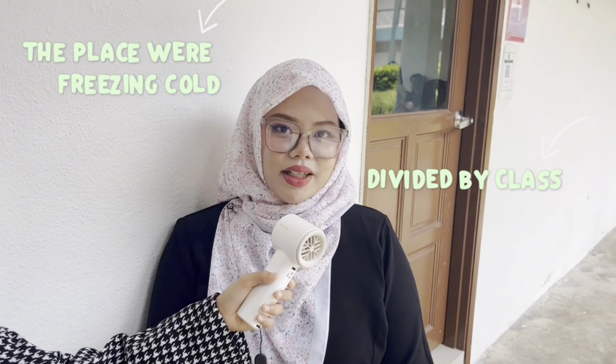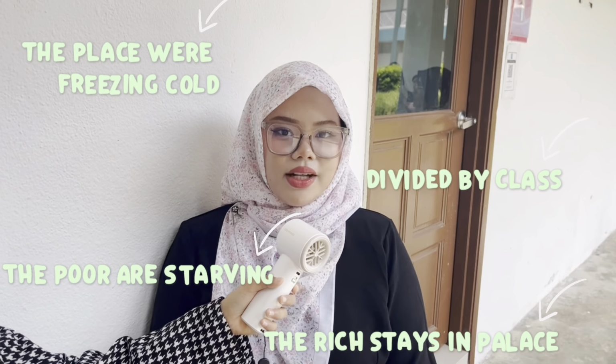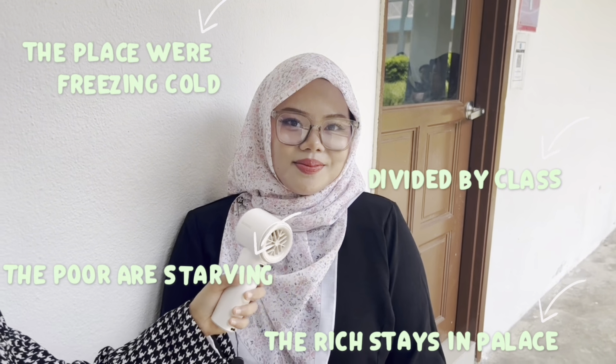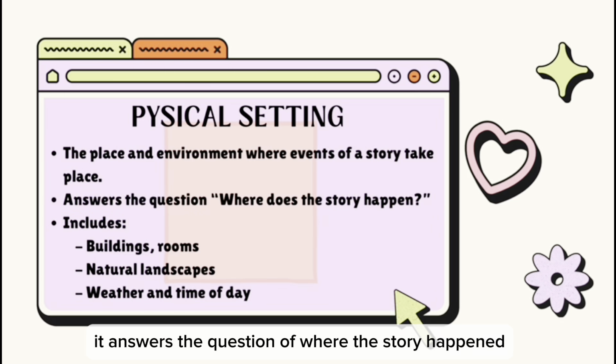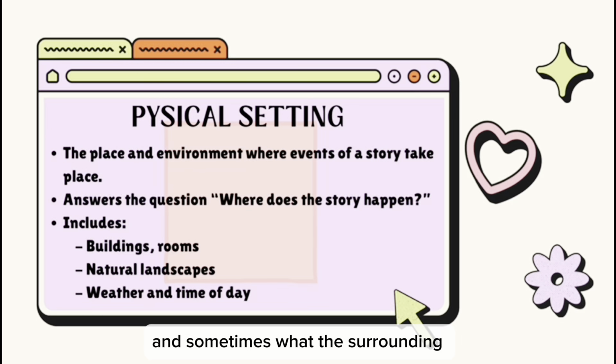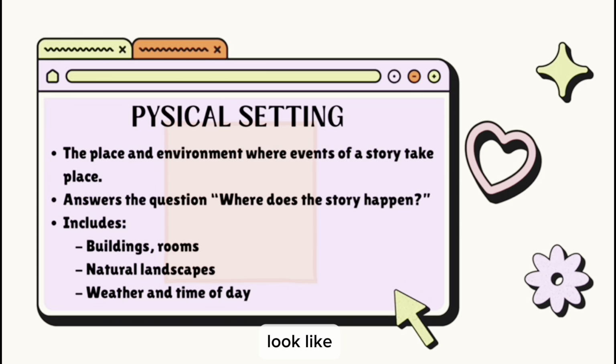Yes, the place was freezing cold. They were divided by class. The poor are starving, while the rich stay in the palace. So, the physical setting is basically the place and environment where the events of a story take place. It answers the question of where the story happens and sometimes what the surroundings look like. This can include things like buildings, rooms, natural landscapes, the weather, and even the time of day.